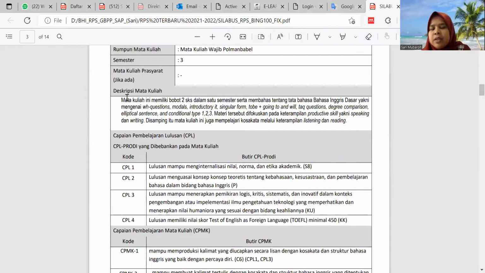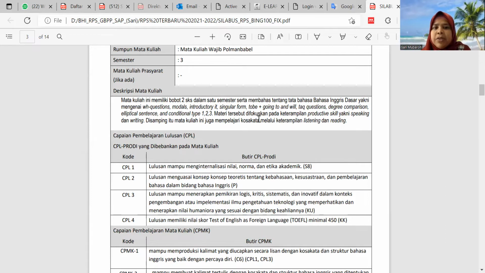Okay, this is the description of our subject. It has 2 credits or 2 SKS in one semester, and it's going to talk about the basic knowledge of English. It will talk about WH questions, modals, introductory aid, singular form, to be plus going to, and will or the future tense, tag questions, degree comparison, elliptical sentence, and conditional type 1, 2, and 3.